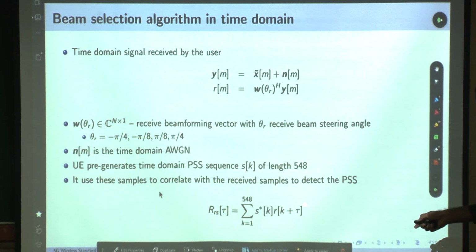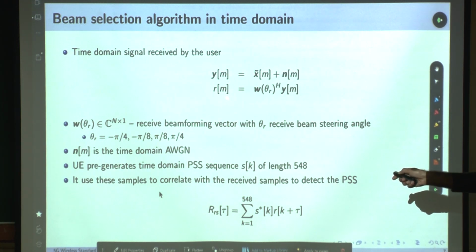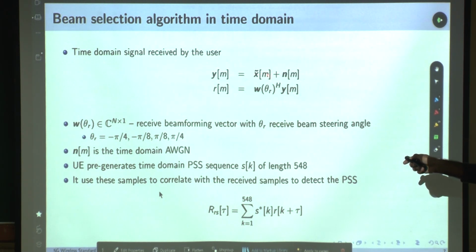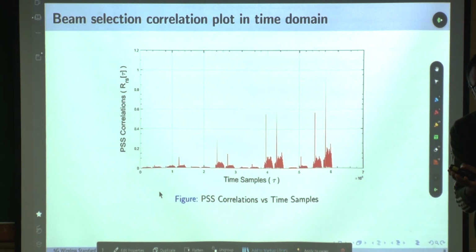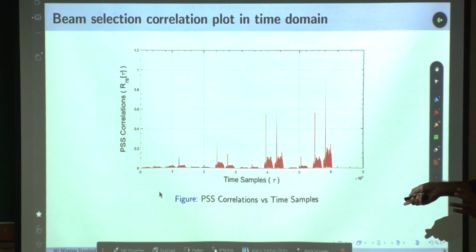This is the signal being received by it. R is the received signal after combining. What is Y of M? The precoded signal transmitted by the base station plus noise. So what is it doing? It is correlating the local copy of PSS 0 with the received signal. Okay, and I'll show you what. Look at this. And how many times will it have to do this operation? It will have to do this operation 16 times, because how will it be done?